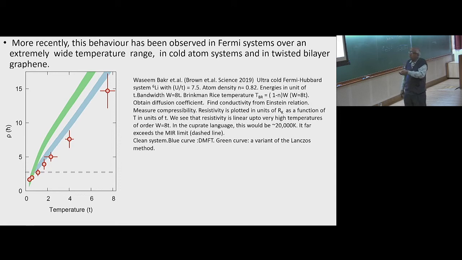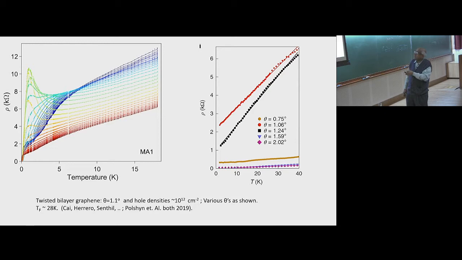On the scale of cuprates, which I have talked about and shown so much, the cuprates are somewhere here. The highest temperature you can get is maybe 1/10 or 1/5 of T. And here you find linearity right up to 10 times T. So this is really amazing. Similar data have been obtained for twisted bilayer graphene. You notice that for different hole densities and different angles of twist, the resistivity is linear in temperature, but with quite different slopes, and it keeps on being linear.